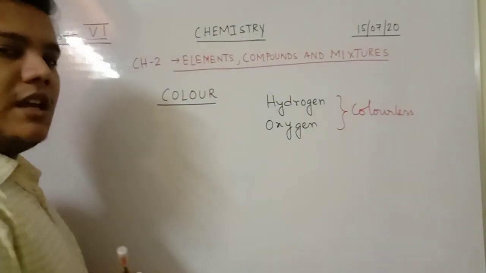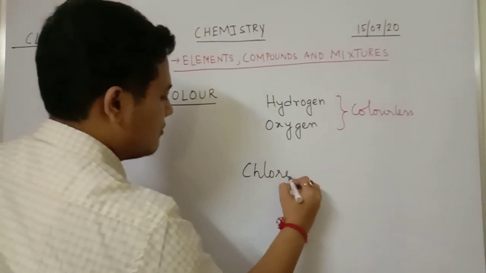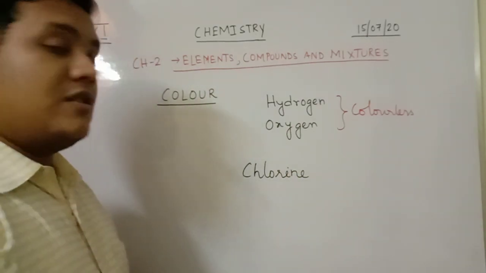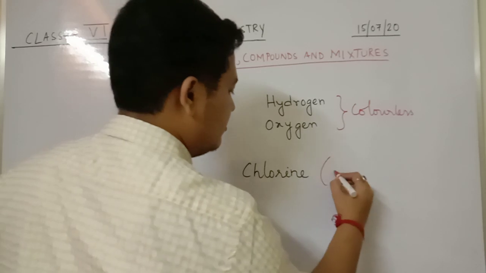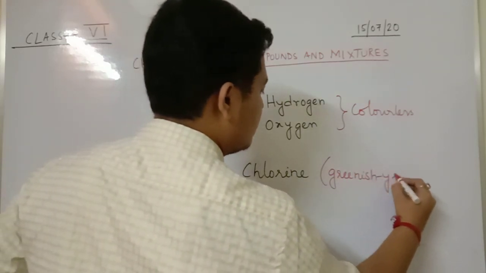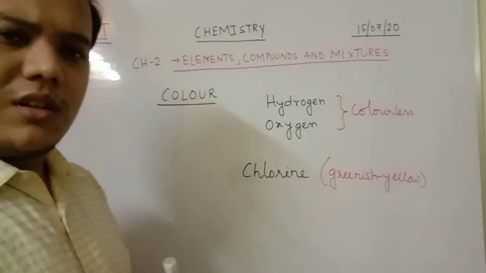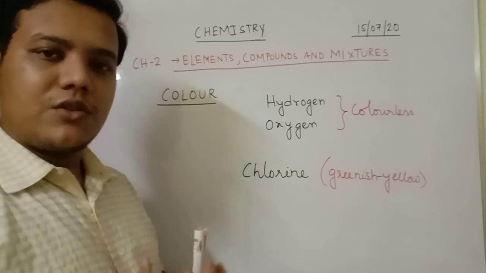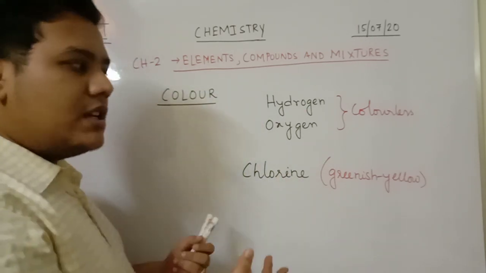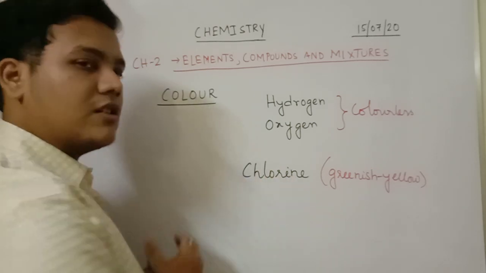Now suppose I name another gas, chlorine. This gas can be distinguished by its color. It has a unique color which is greenish yellow. If you mix green and yellow together, you will see some kind of color, the mixture of colors. That is the color of the chlorine gas. So whenever you see around us a greenish yellow gas, it suggests that it is chlorine gas.